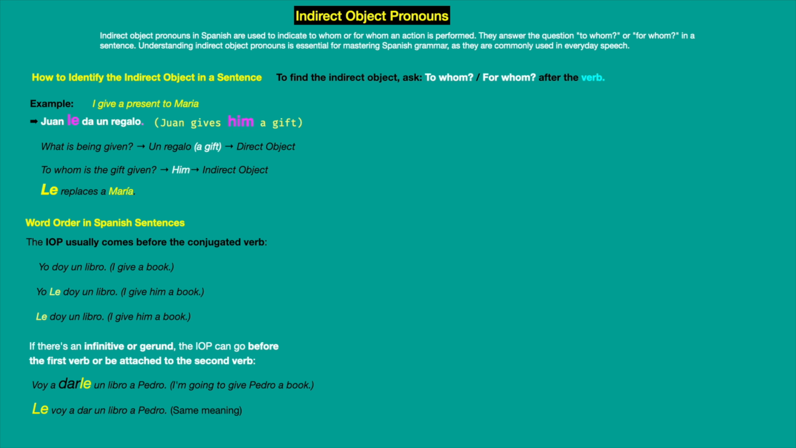But you can also do it the other way, with the same meaning. For example, instead of putting "le" on "dar" in "darle", you can put it at the beginning of the conjugated verb, like "voy". You can say "le voy a dar", so "dar" is the infinitive verb, give. "Le voy a dar un libro a Pedro". So that is basically how to use the indirect object pronoun.